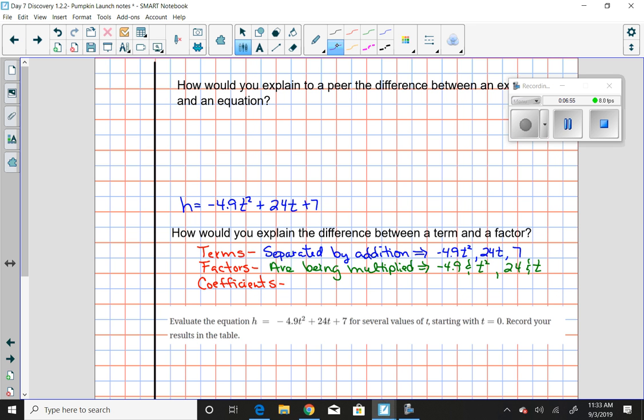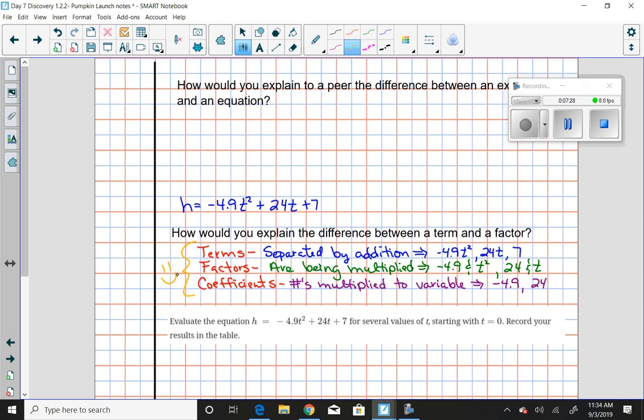And then coefficients. Coefficients are the numbers with the variables, numbers multiplied to a variable. So in this case, the coefficients are negative 4.9 and 24. Hint, you guys are going to have a test. This is an incredibly good thing to know, understand, and have nailed down. Just a hint, hint, hint.